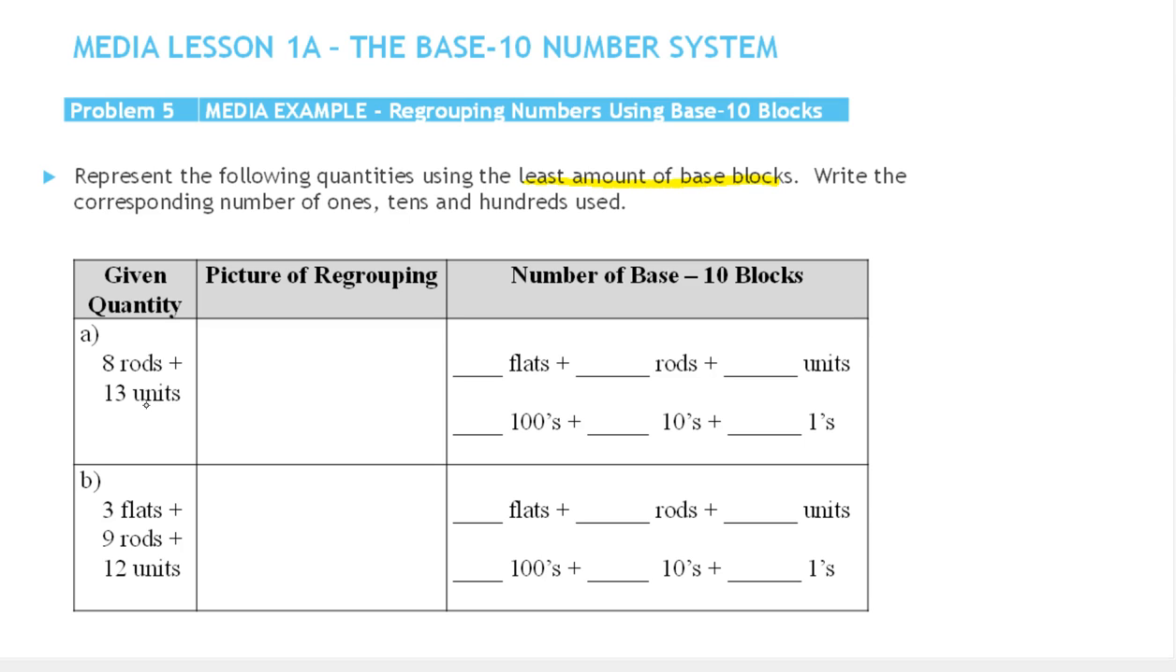But if you had one $10 bill, that would be less paper money for you to carry around. So it'd be less currency to carry, but it would be equivalent to the same amount. So that's going to be our goal here. Let's start with the first one, 8 rods and 13 units. And we're going to go to that website again.